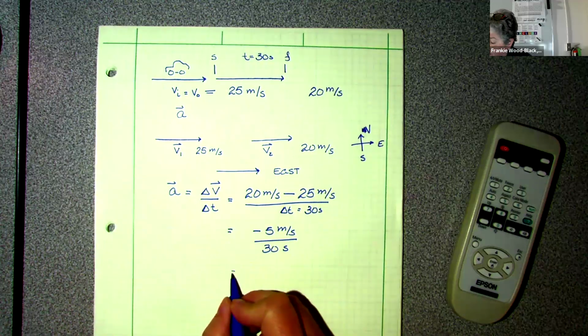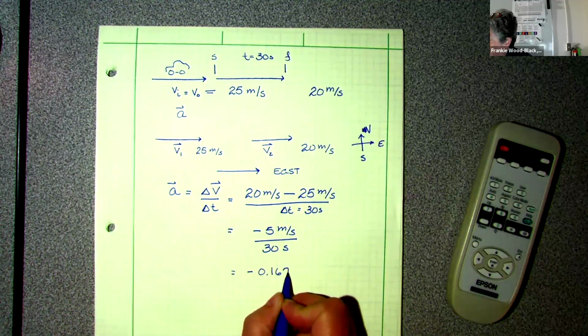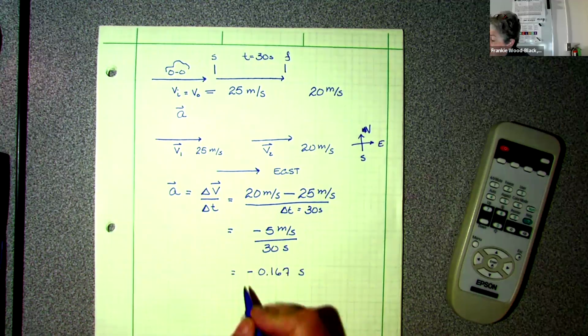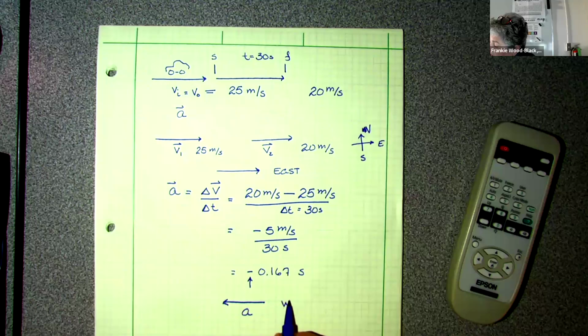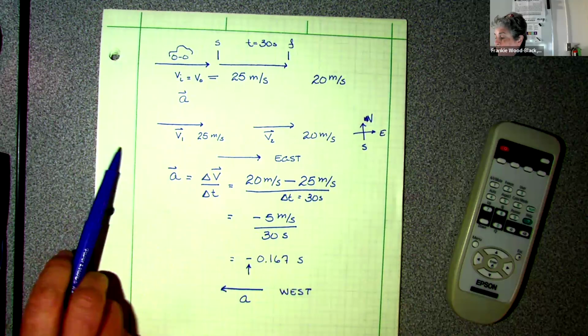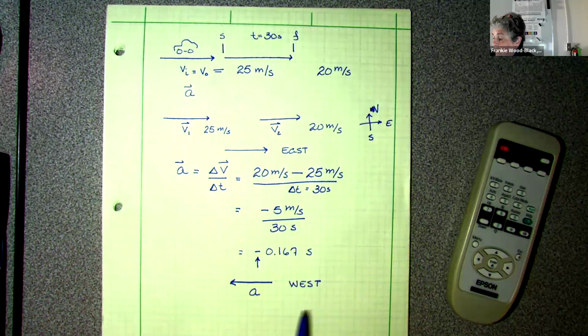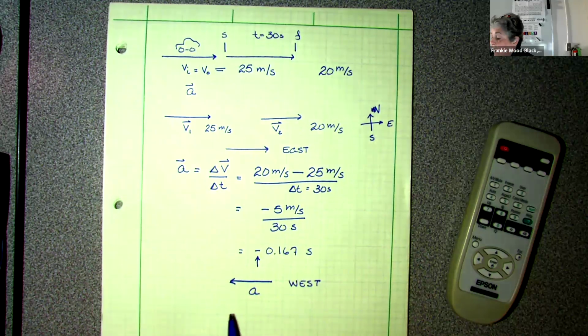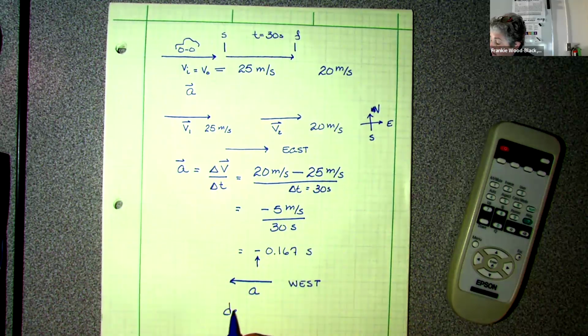And I'm going to end up with -0.167 meters per second squared. But this negative says my acceleration is to the west. So even though my velocity vectors are headed to the east, I get an acceleration to the west. And that acceleration to the west is a result of the fact that I'm slowing down, or I'm getting a deceleration.